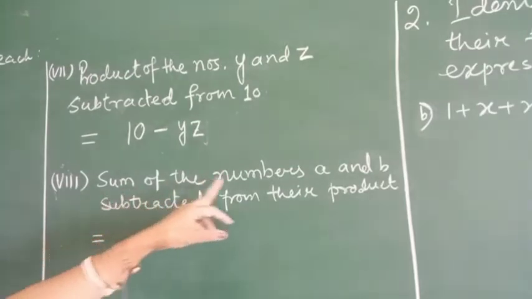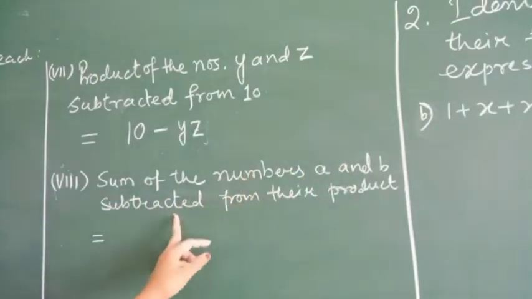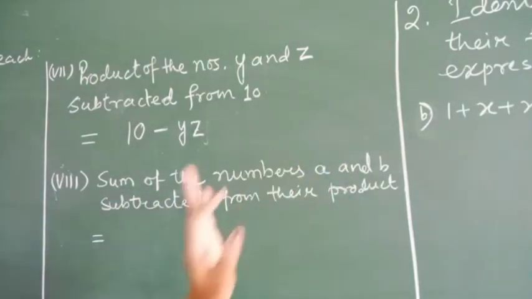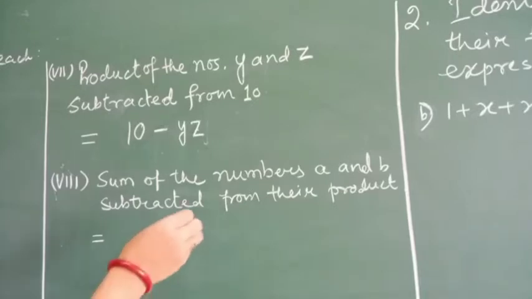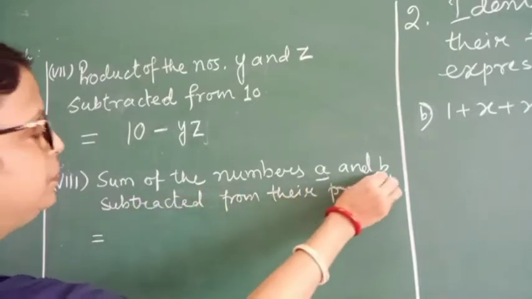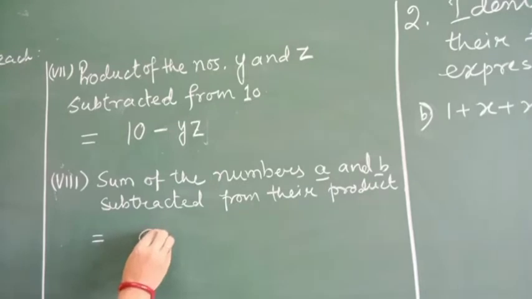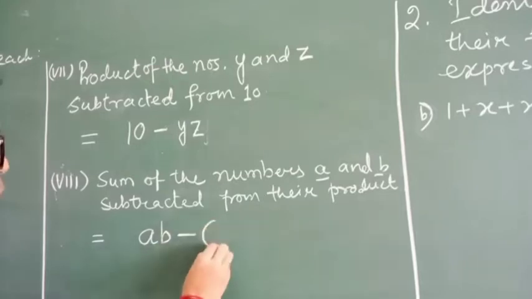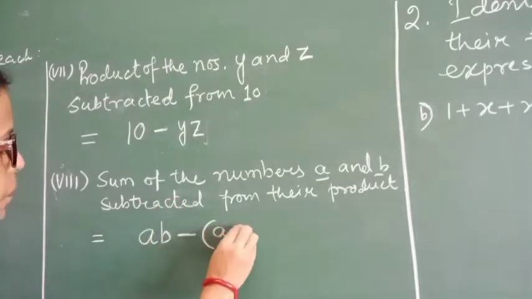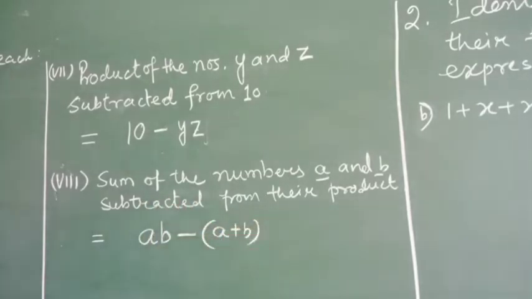sum of the numbers a and b subtracted from their product. The numbers are a and b. So the product of them is a into b, ab. What you need to subtract from here? It is the sum of the numbers, so a plus b. That means the sum of the numbers you are subtracting from their product. Understood?